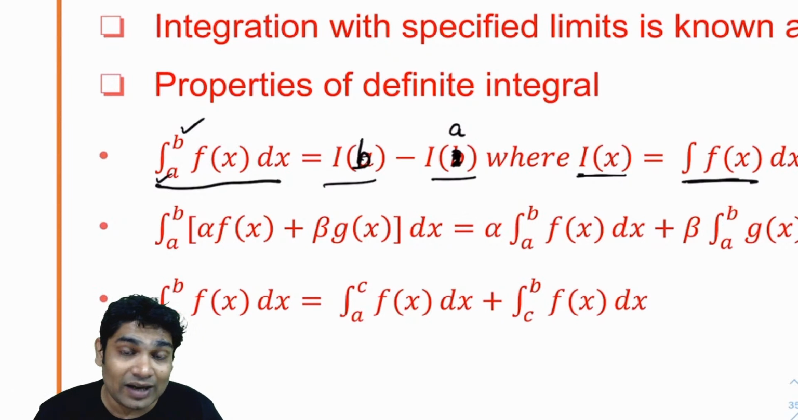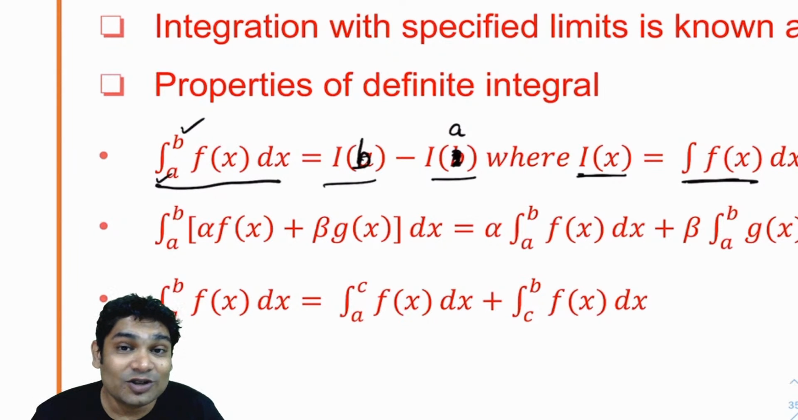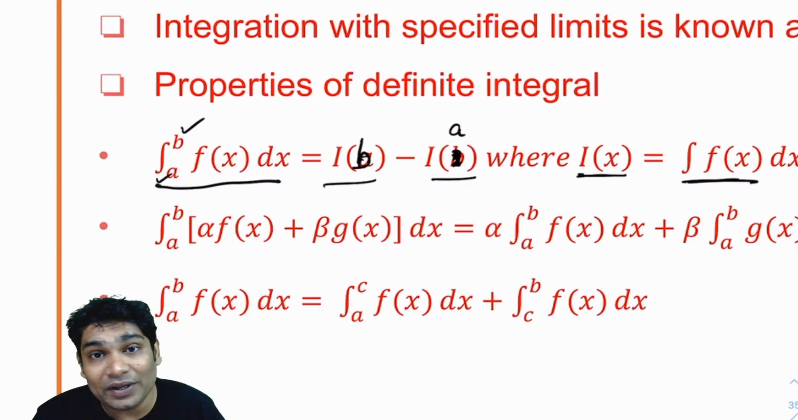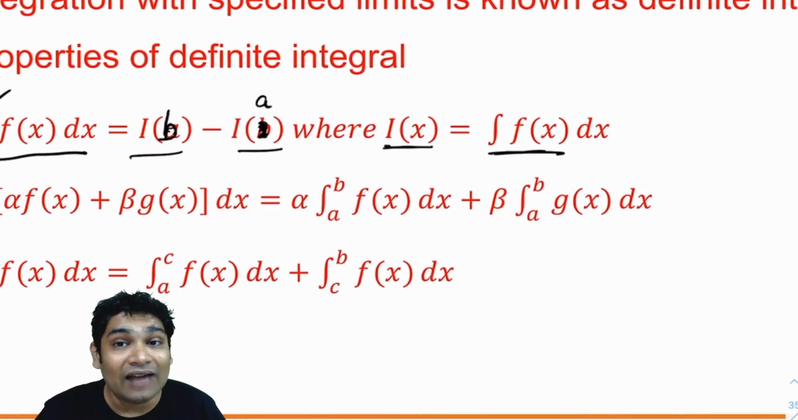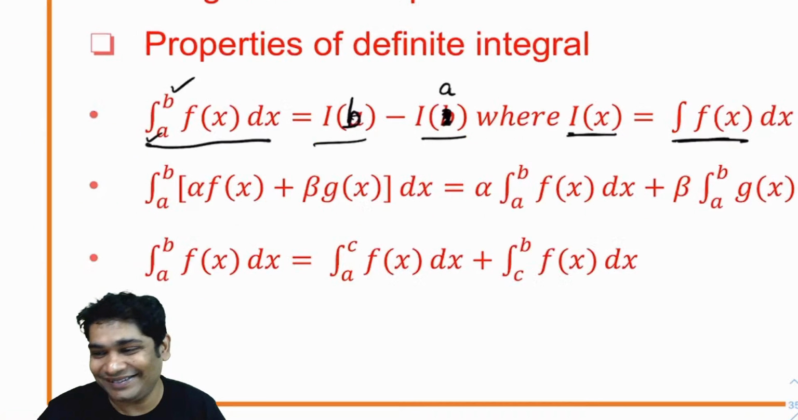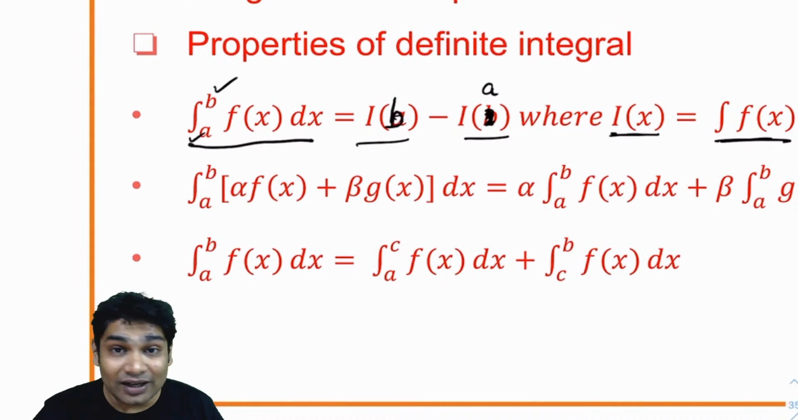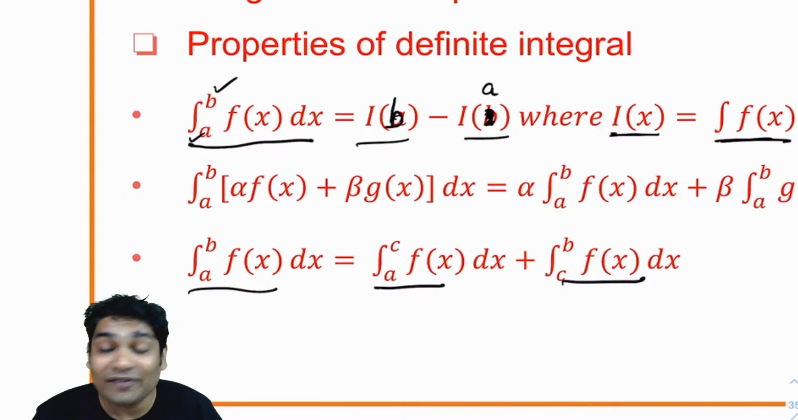Now similar rules will apply for indefinite and definite integrals as far as multiplication with constants is concerned. If you're trying to find the definite integral from a to b of alpha times f(x) plus beta times g(x), where alpha and beta are constants, then it will be alpha times the definite integral of f(x) plus beta times the definite integral of g(x). Yes, upper limit minus lower limit, always. Similarly, you can also break one integration into two parts, where c would be a number which lies between a and b.